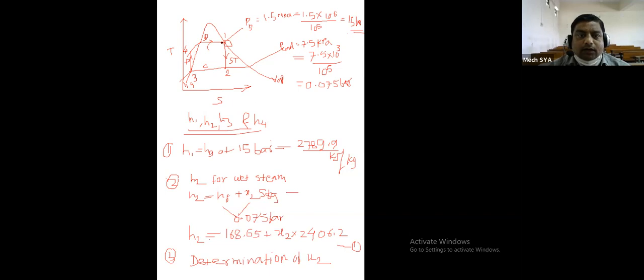The steam is expanded up to a pressure of 7.5 kilopascal. Therefore, what is the pressure in the condenser? 7.5 into 10 raised to 3 divided by 10 raised to 5, because 1 bar is equal to 10 raised to 5 pascal. So 7.5 kilopascal is converted into 0.075 bar. Then the cycle we have taken has two pressures. Dry and saturated steam is supplied to the turbine, then 2 to 3, 3 to 4, as in the usual Rankine cycle we have drawn.